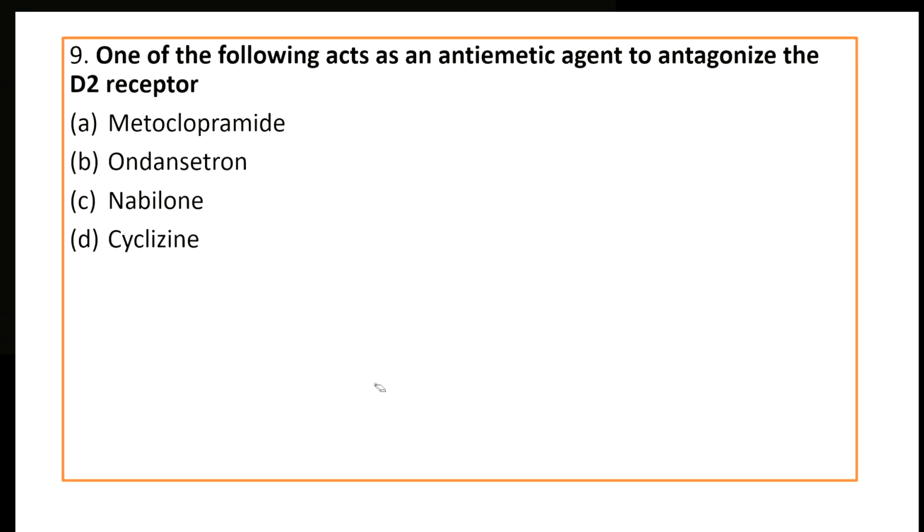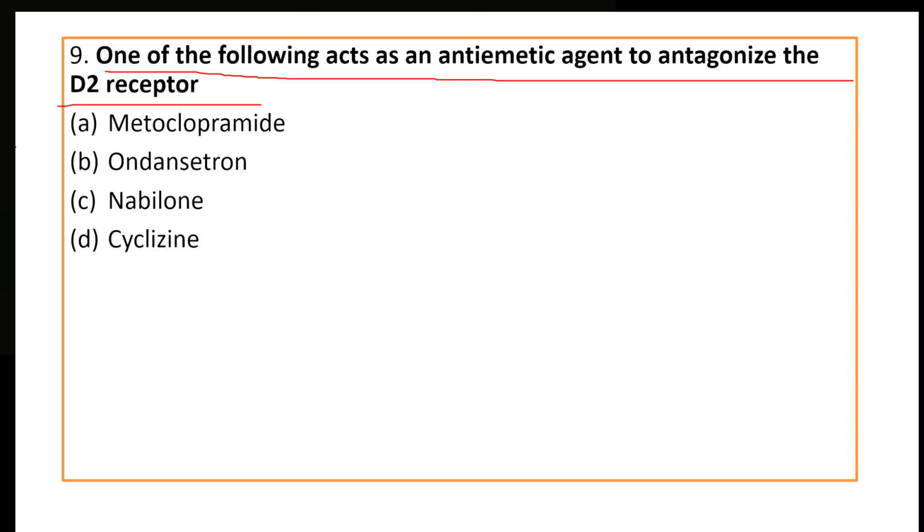Question number 9. As you can see on the screen, question number 9 is, which one of the following acts as an antiemetic agent to antagonize the D2 receptor? So you have to identify the drug which acts as an antiemetic agent and which will antagonize the D2 receptor. You have to understand D1, D2 receptors are there. Unit 1 from the KD Tripathi book is very important for these basic questions. You should know the receptors, right?